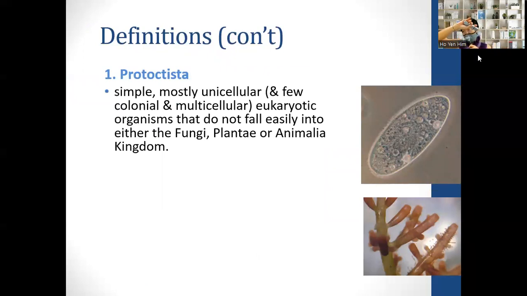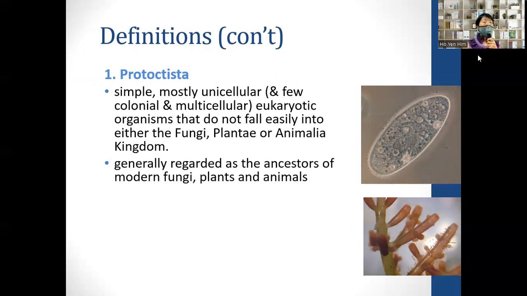You have time? Yes. So Protoctista is simple, mostly unicellular, and a few of them are colonial and multicellular. Eukaryotic organisms that do not fall easily into either fungi, Plantae, Animalia. So they are all basically unicellular. And some of them can photosynthesize, some of them cannot photosynthesize, right? Like, what is it? Amoeba cannot photosynthesize, correct? Okay. So generally regarded as the ancestor of modern fungi, plants, and animals, cells are not differentiated in tissue because they are a single unicellular organism.